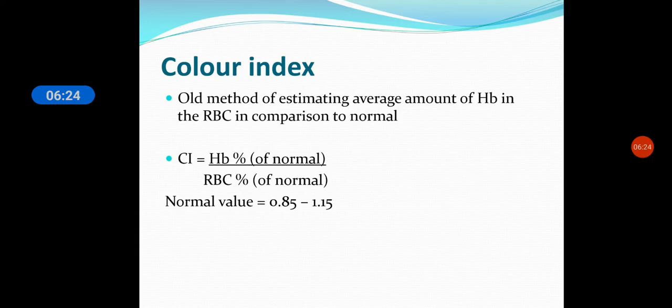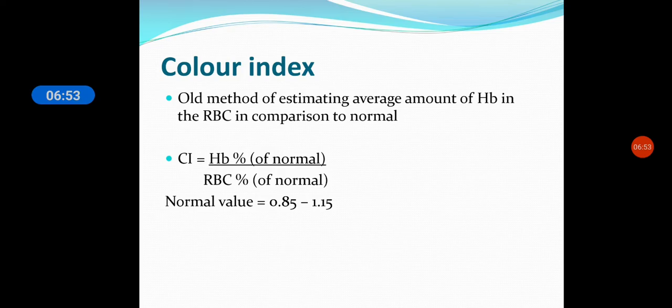So all these things are important to help you in diagnosis of a particular anemia. Suppose the patient is not having manifestations, but hemoglobin is low, and all these parameters are definitely low. That is adding on to your diagnosis. Okay. Next, the last one is color index. What is color index? This was an old method. It is not being used now.